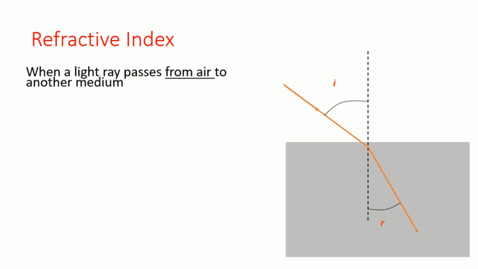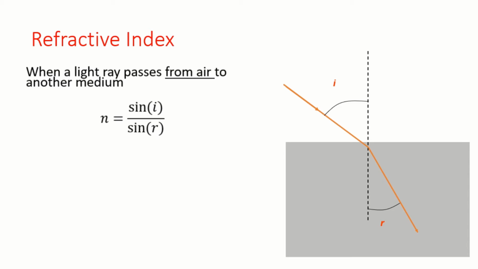So this angle I that you can see on the screen is going to be measured in the air, and the angle R is measured in another, what we might call optically dense medium. And what we're going to do is calculate the refractive index of that medium. Put simply, when we want to calculate the refractive index, there's one way of calculating it, which is simply to find the ratio of the sine of each of these angles. You can see here we've got sine of angle I and sine of angle R.